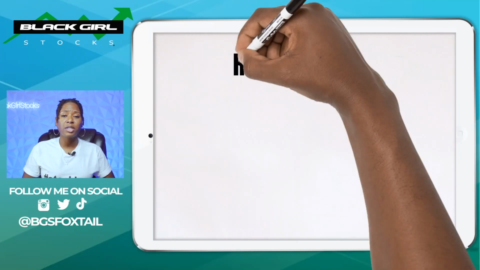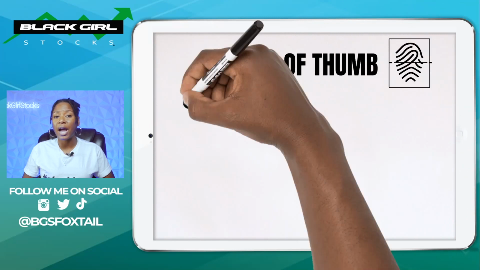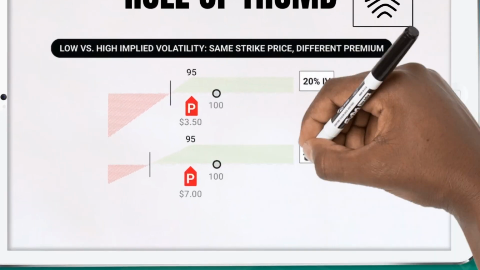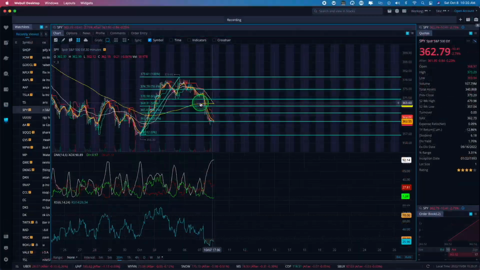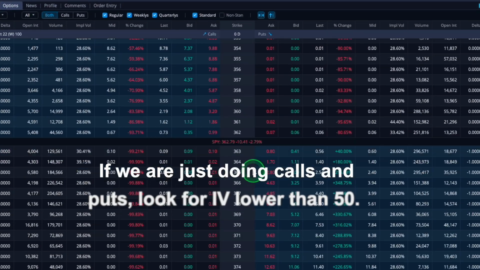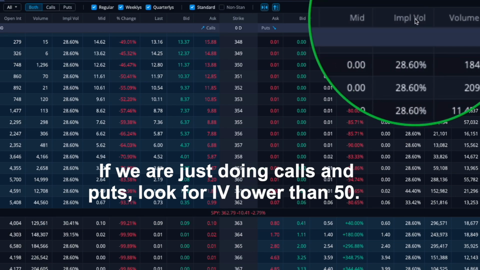So a rule of thumb that you can think of is options with higher implied volatility usually have higher premium values than options with low implied volatility. So if we're just doing calls and puts, then you want to look for implied volatility that's lower than 50 getting into the position. You can create a watch list of a few stocks that you like to keep track of and that have really good low price options.